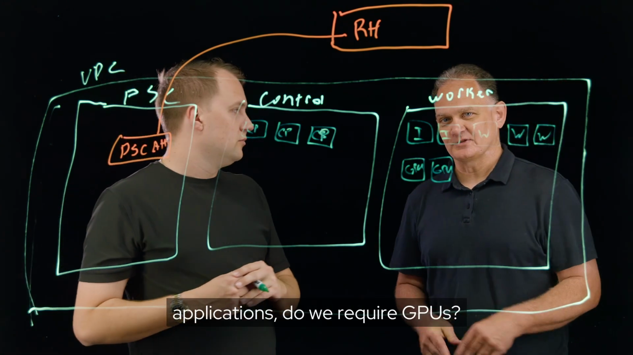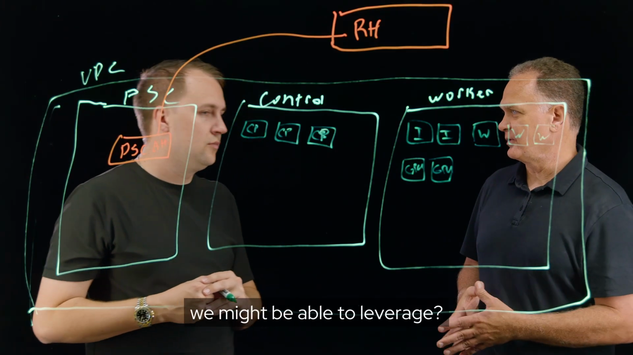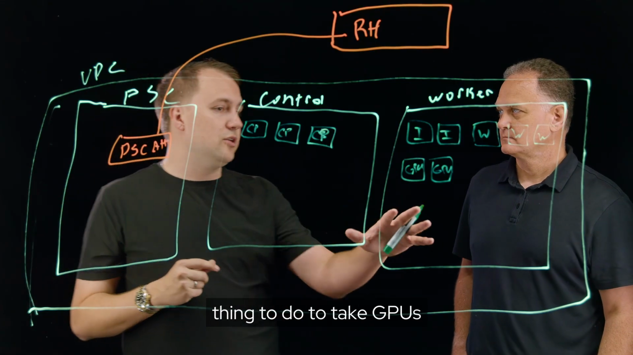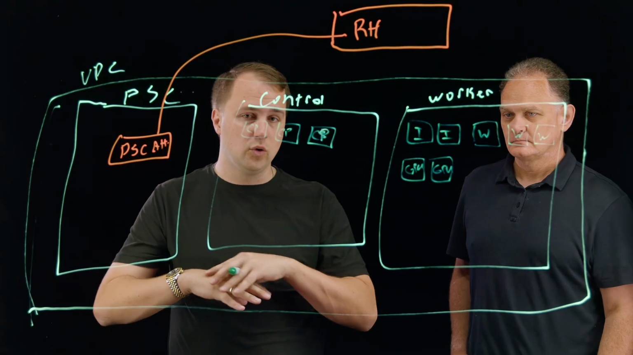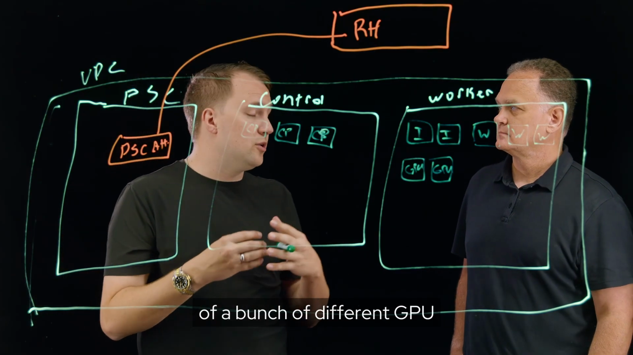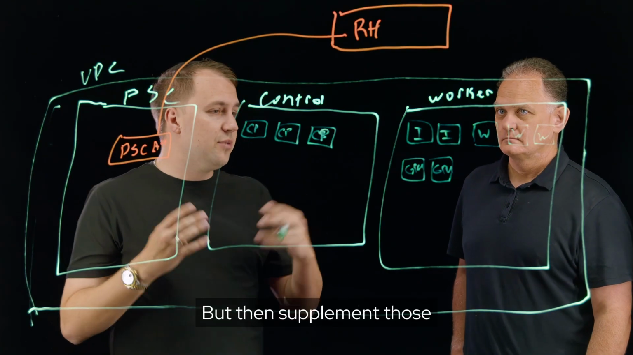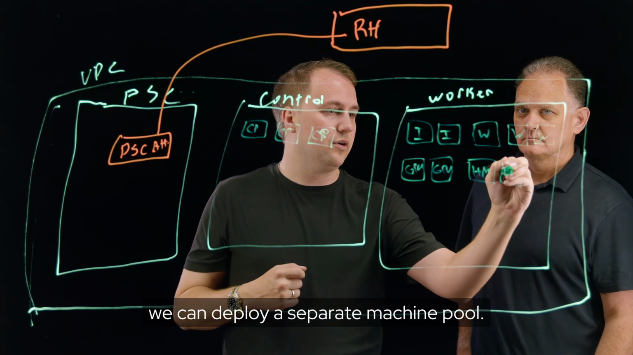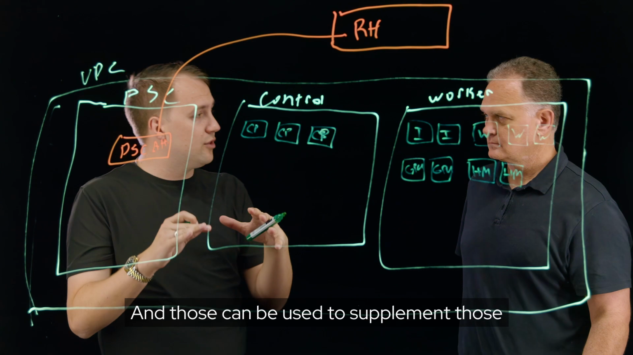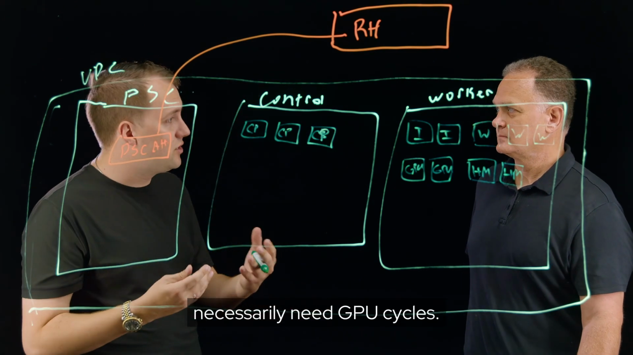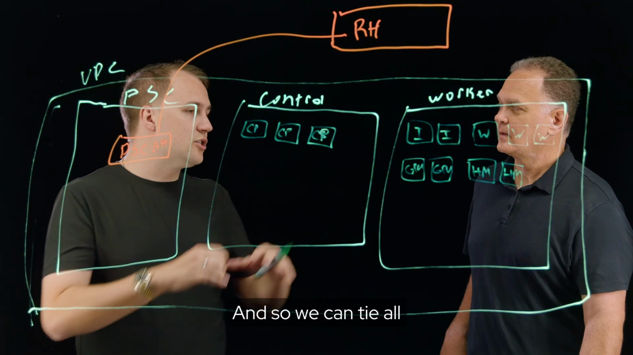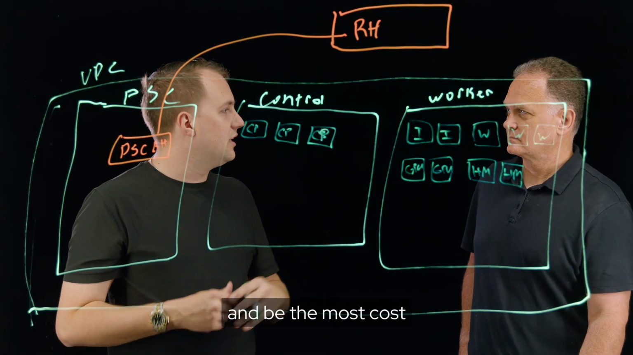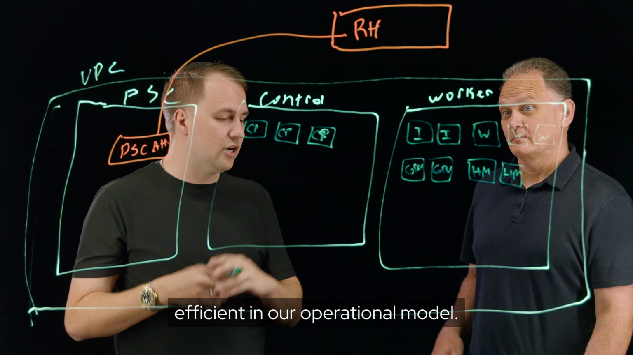Great. So for our AI applications, do we require GPUs, or is there something else in Google Cloud we might be able to leverage? Yeah, so GPUs can get really expensive. And so it's a great thing to use GPUs where you need to actually utilize those GPUs. Google has a great selection of different GPU instance types that you can use with OpenShift Dedicated, but then supplement those with things like a high memory instance type. Those high memory instance types, we can deploy as a separate machine pool, and those can be used to supplement those for resources that don't necessarily need GPU cycles. Maybe they just need memory intensive compute. And so we can tie all of those pieces together to ensure that we can actually utilize them effectively and be the most cost efficient in our operational model.